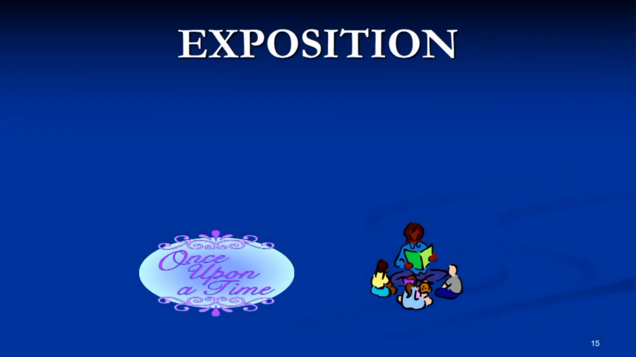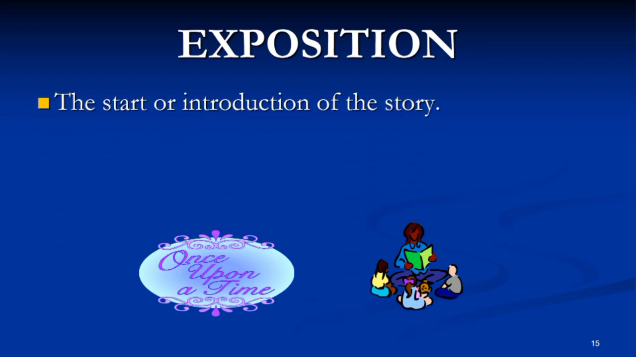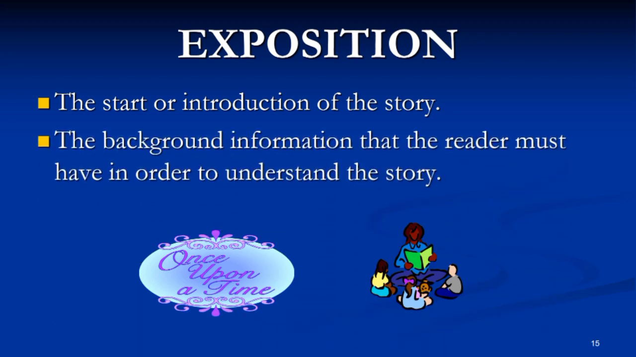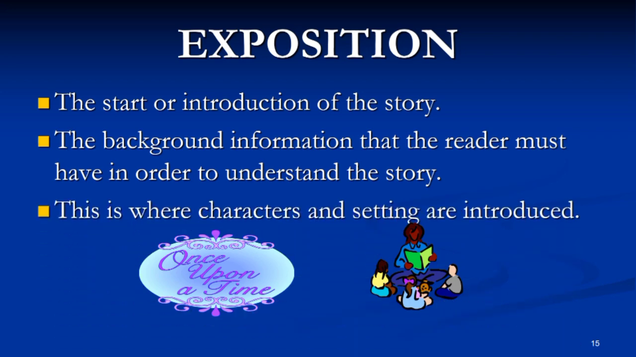First element of plot, the exposition. What is an exposition? This is the start or the introduction of the story. It is the background information that the reader must have in order to understand the story. This is where characters and setting are introduced.